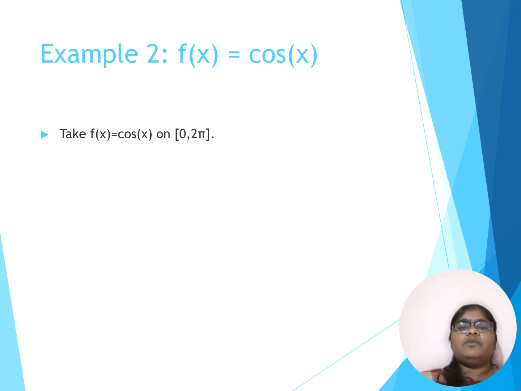Now let's discuss the second example. f(x) equals cos x. Here cos x is a trigonometric function, so it is a transcendental function. You already know it is continuous on the closed interval [a, b] and differentiable on the open interval (a, b). The given interval is the closed interval [0, 2π]. So there exists at least one point, and the point lies in between 0 and 2π.